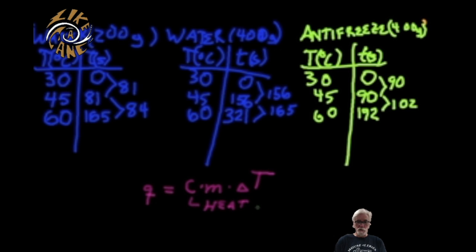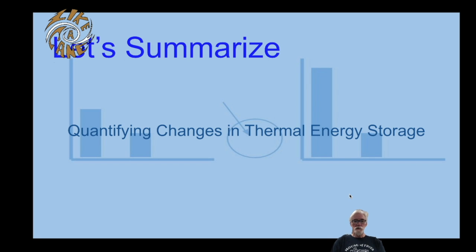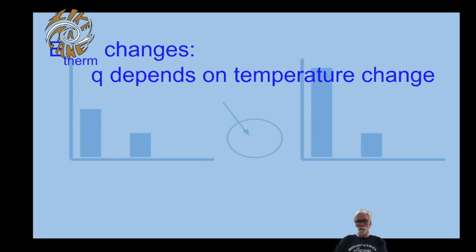We just say heat capacity for short. And this is unique to every substance. Obviously, water and antifreeze have a different heat capacity because we got different results for the same energy added to the same mass. So now let's summarize quantifying changes in thermal energy storage.